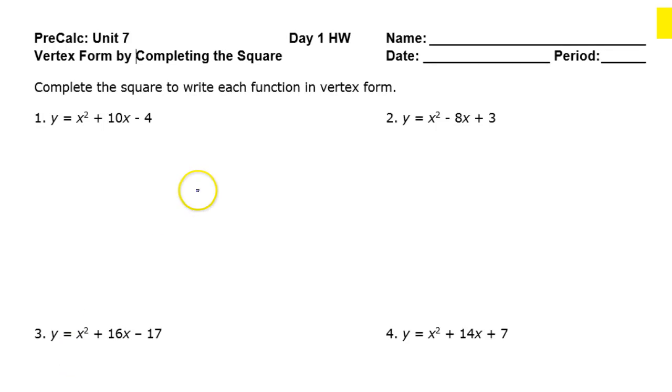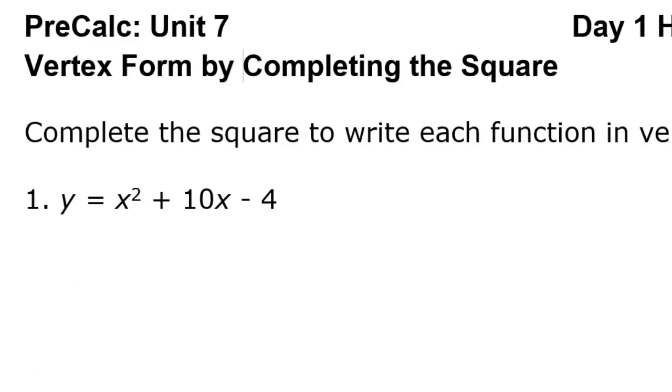In this video, I will show you how to rewrite a quadratic function in vertex form by completing the square. First of all, vertex form is like this: y equals a times x minus h squared plus k. They call this vertex form because h comma k is the vertex.